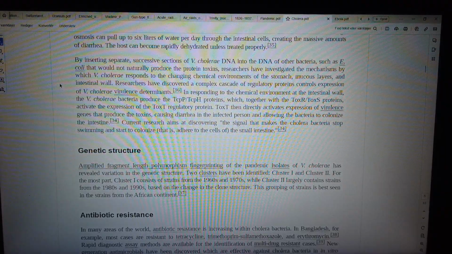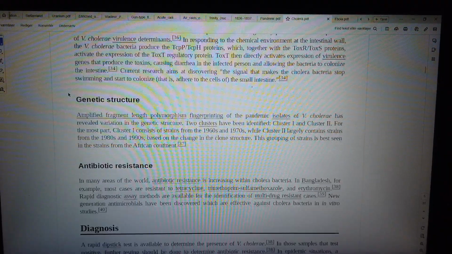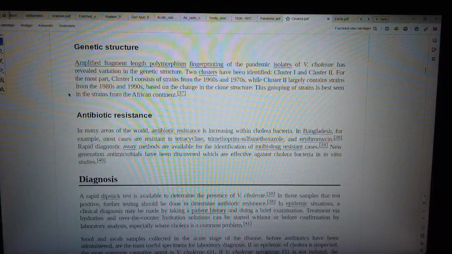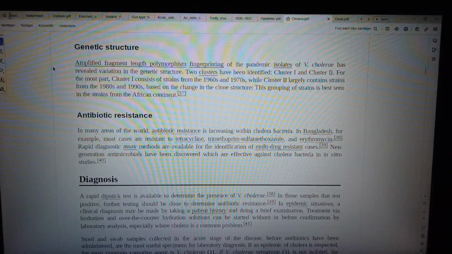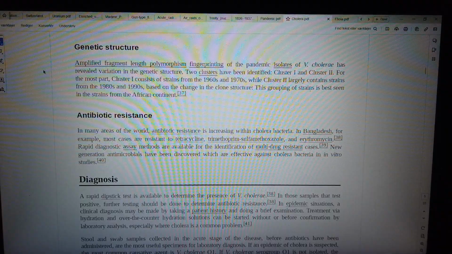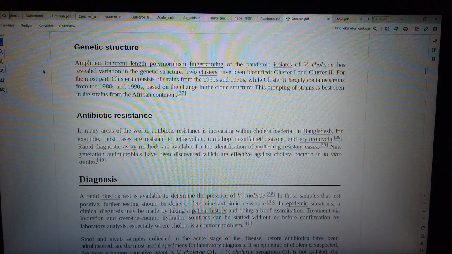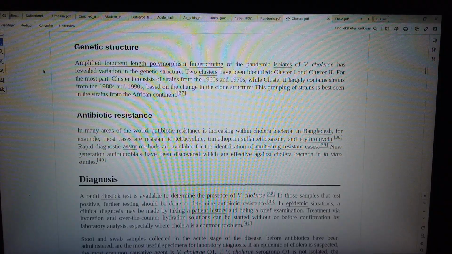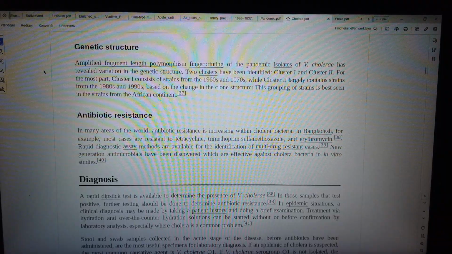36. In responding to the chemical environment at the intestinal wall, the V. cholerae bacteria produce the TCPP/TCPH proteins, which, together with the TOX-R/TOX-S proteins, activate the expression of the TOX-T regulatory protein. TOX-T then directly activates expression of virulence genes that produce the toxins, causing diarrhea in the infected person and allowing the bacteria to colonize their intestine.